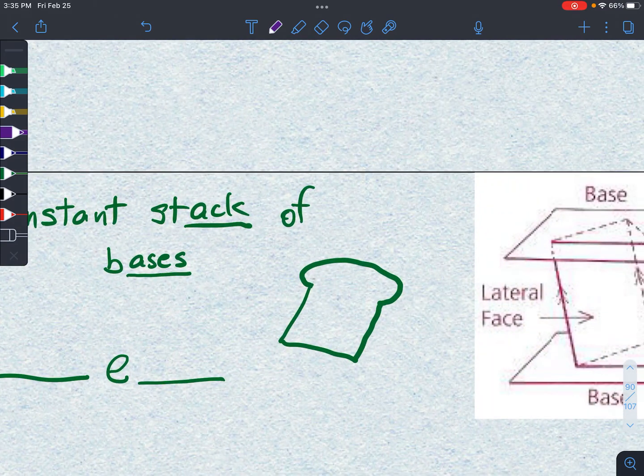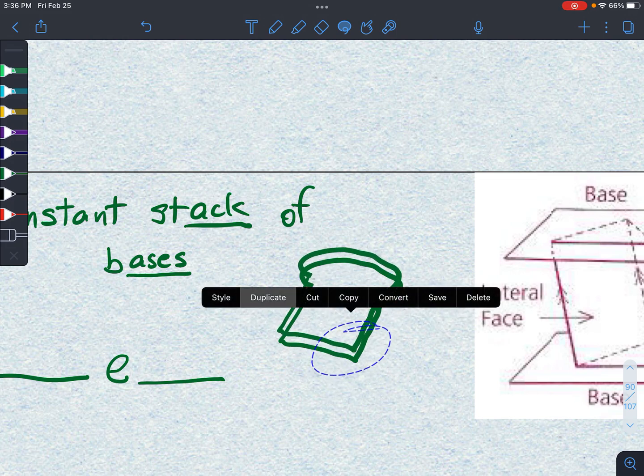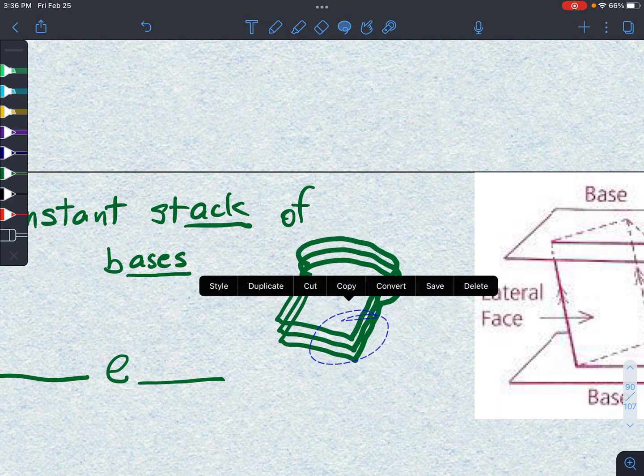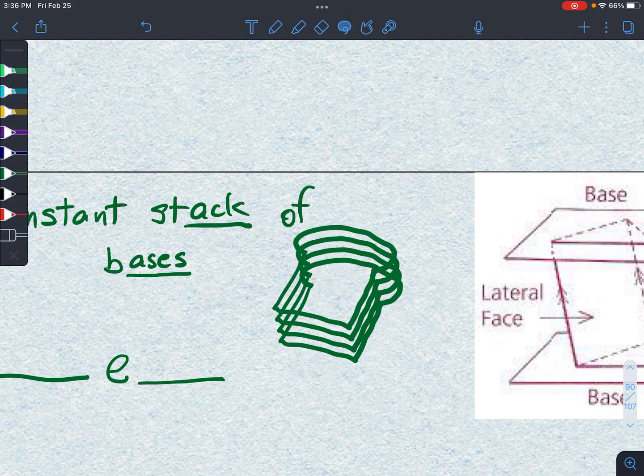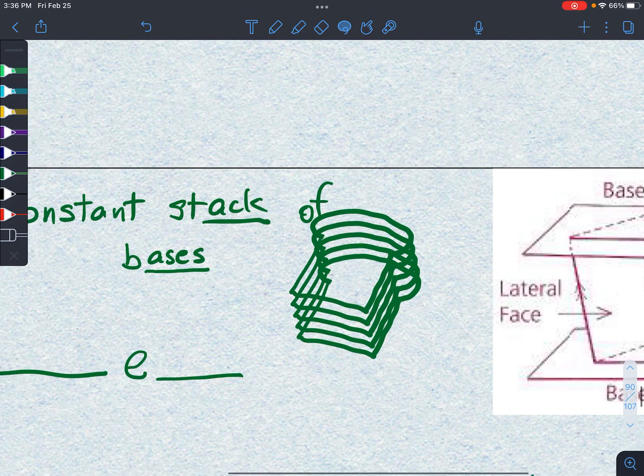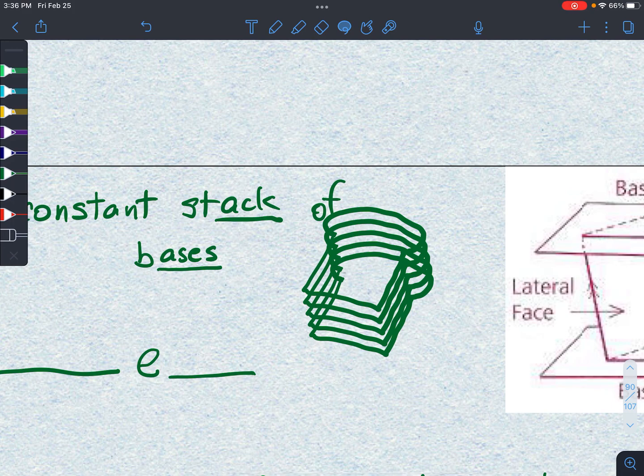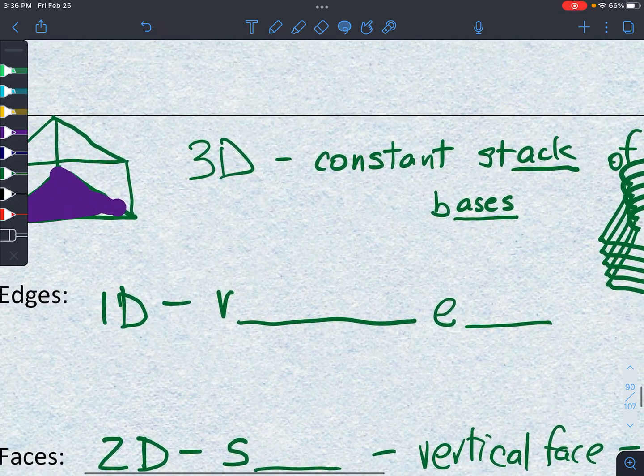To illustrate that, let me start with what I would describe as a loaf of bread. Sorry, not a loaf of bread, a slice of bread. I duplicate it again, and again, and again, and eventually we end up with something that might look like a loaf, at least half of a loaf anyways.